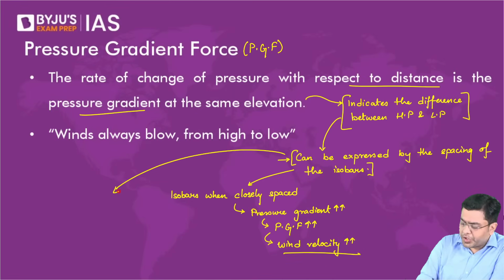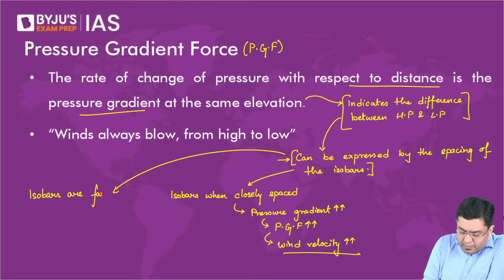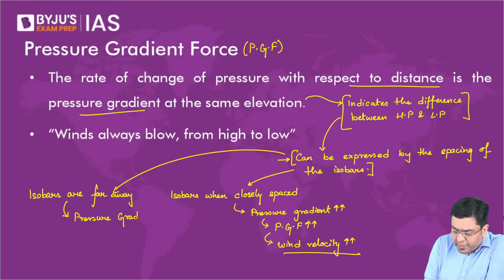When we have a condition when isobars are far away, it means the pressure gradient is low. Pressure gradient is the difference between the high and the low pressure. That pressure gradient is low. That basically means the pressure gradient force which will be acting will also be significantly low. That basically ends up meaning that the wind velocity will also be significantly lower.